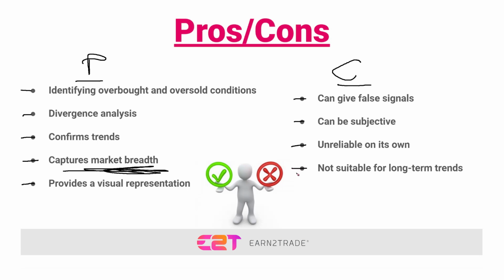And we also have it's not suitable for long-term trends. Once again, we already talked about the McClellan Summation Index very, very briefly, and that's a talk for another day. That's going to be our friend for the longer-term trends if we are a fan of how the McClellan Oscillator itself works.